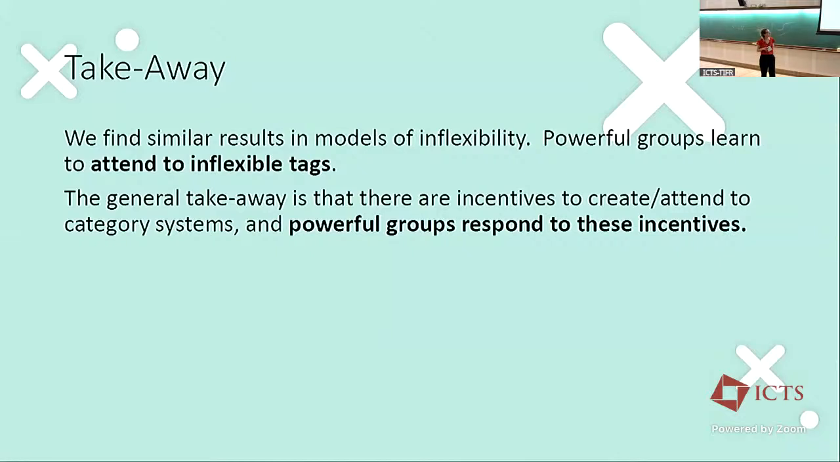So we found that in that model, we also did the same thing with flexible and inflexible tags and found that powerful groups would more often learn to attend to inflexible tags, so ones that couldn't be adapted over time. And so the general takeaway was that there are these incentives to create and pay attention to category systems, and that in this kind of model, you can see powerful groups attending to these incentives.